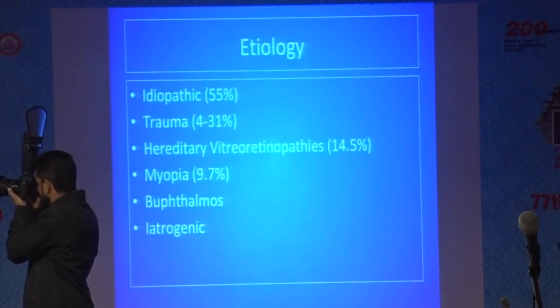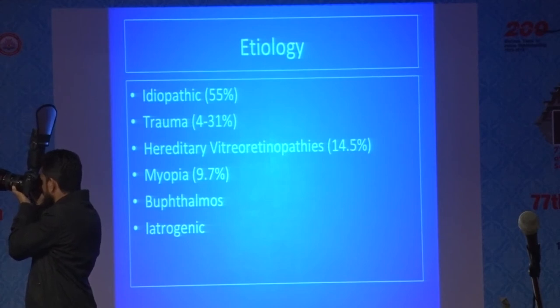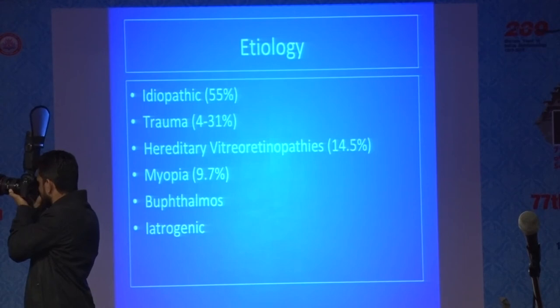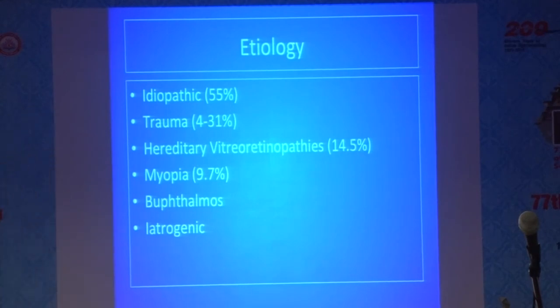Etiology: a large number of them can be simply idiopathic, 55%. This is followed by trauma in 4 to 31% of cases. Hereditary vitreoretinopathies contribute to 14.5% of GRTs. Then myopia, buphthalmos, and also we may have some of them which are iatrogenic.